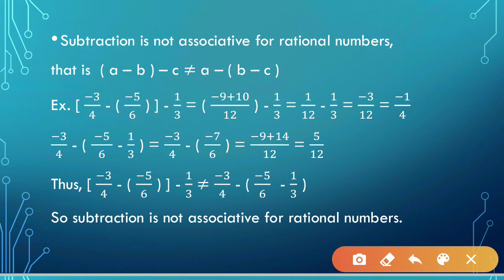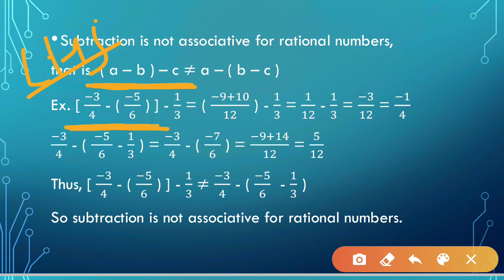So first take the LHS. First you do a minus b. Why? Because a minus b is in the bracket, and according to the BODMAS rule, first we have to solve the bracket. So first solve a minus b, and then minus 1 by 3, which is the value of c.